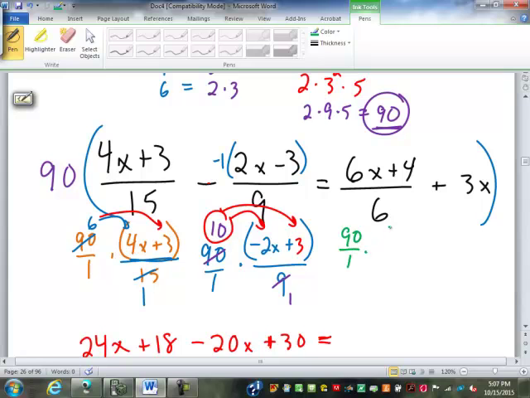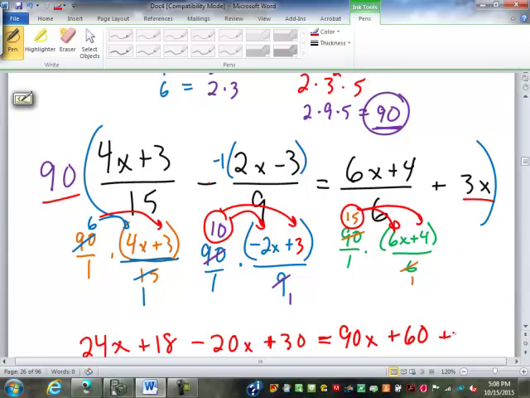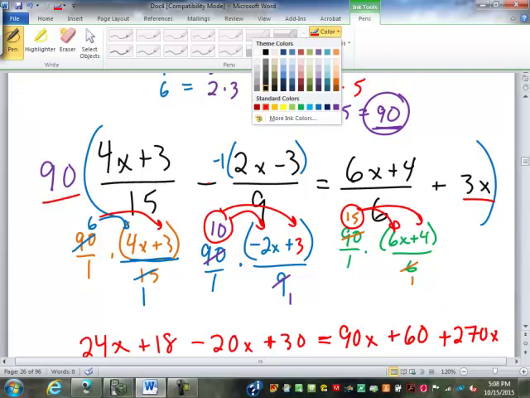Now equals, on the other side, 90 over 1 times 6x plus 4 over 6. Once again, the 6 and the 90 give me 1 and 15. We're going to multiply 15 times 6x, 90x. 15 times 4, positive 60. And finally, we have 90 times 3x, which is 270x. You can see already this one is stacking up to be loads of fun.